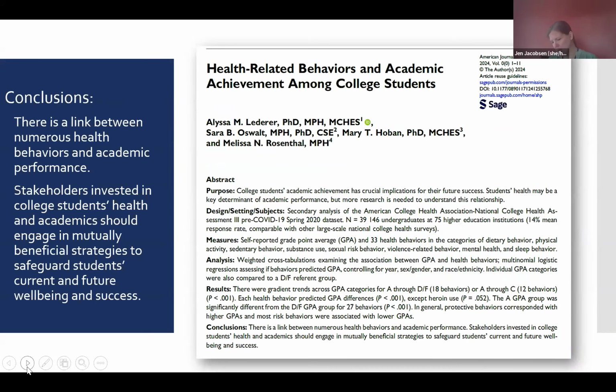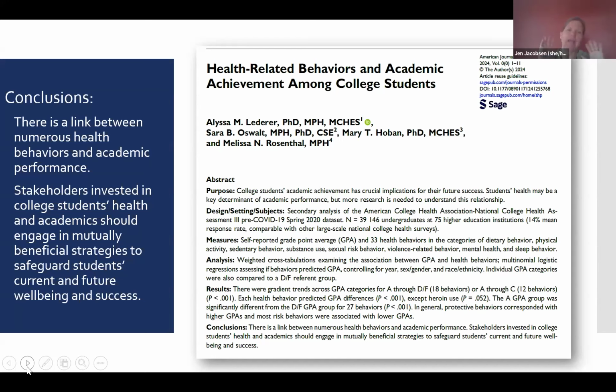This is, again, when we talk about the National College Health Assessment, this was published last year in the American Journal of Health Promotion, where they looked at 33 health behaviors that are in the national survey data and correlated it with academic success. And so every behavior was related to academic success other than heroin use, which is kind of interesting. I think it's a small numbers problem because so few students self-report that.